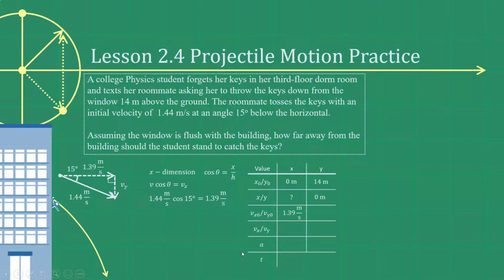Now keep in mind that 1.39 in the x dimension is the initial velocity and the final velocity in the x dimension, because in the x dimension the acceleration is 0. So I'm just going to record all of that in my table right now.